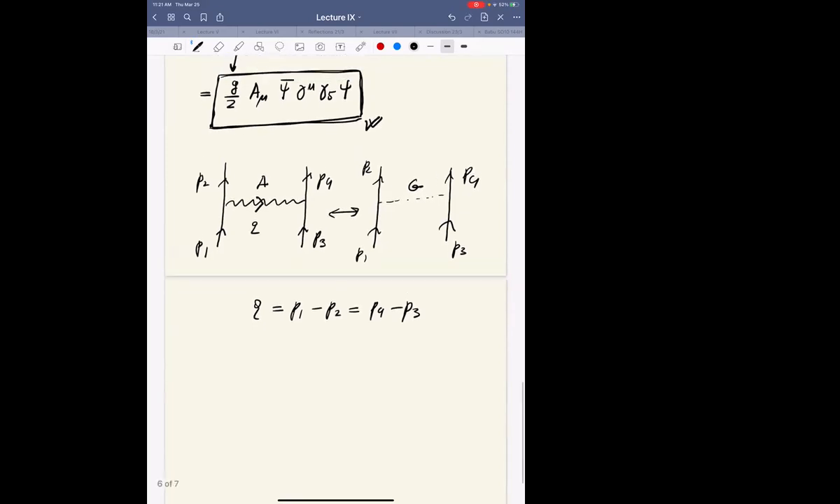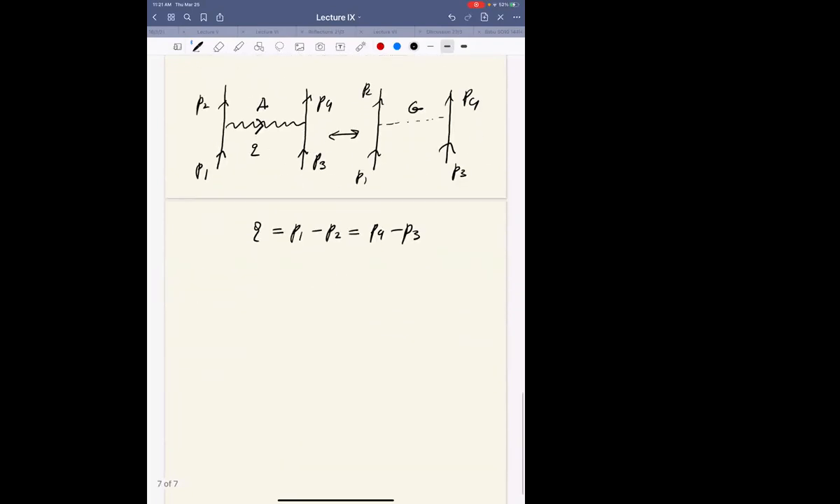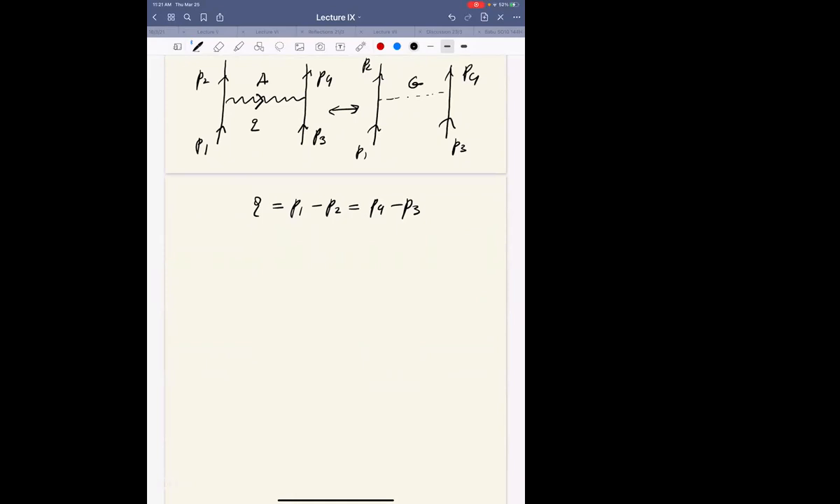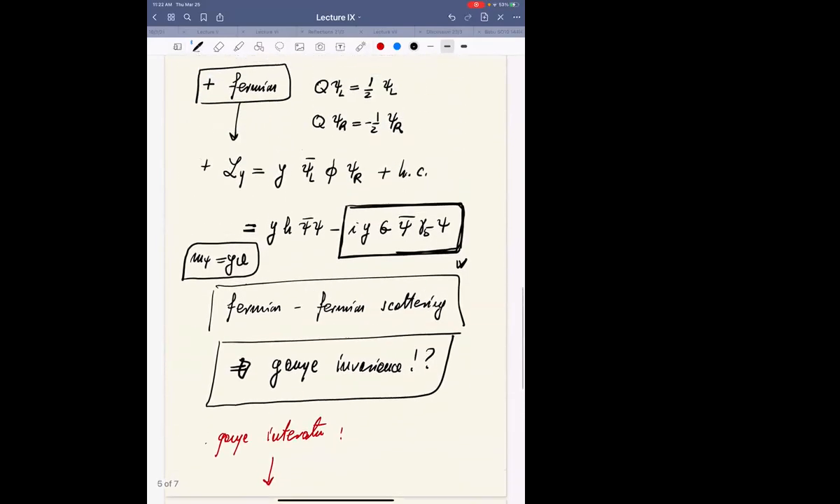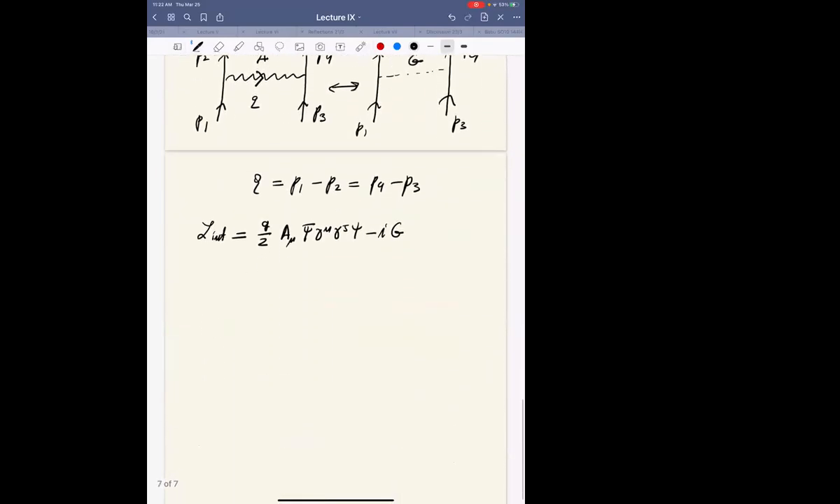Let's have them neatly for us here. Let's write them once again, the interactions. I have an interaction Lagrangian. There are just two fields for me. G over 2, A mu, psi bar, gamma mu, gamma 5 psi, minus i g. There is a factor of i. And then what did I have here? Yukawa. Yukawa, but we know what Yukawa is. It's M over V.